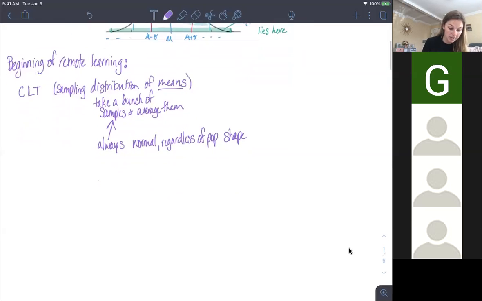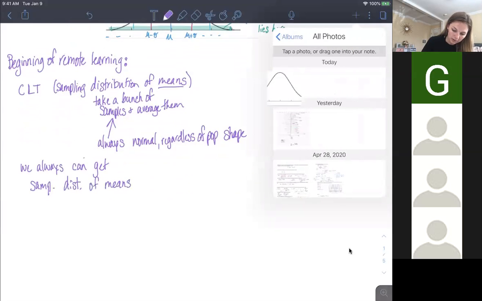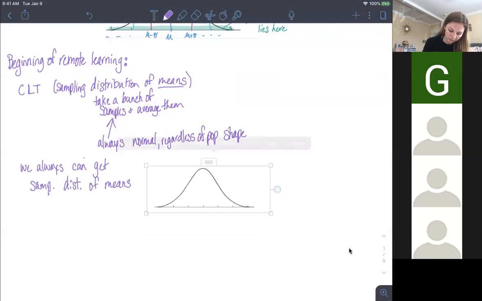So what's good about that is that now we always have a normal curve, so we can always get a sampling distribution of means that looks like this. However, the one difference, and the thing that came from the central limit theorem, is that yes, it's still talking about that 68, 95, 99.7 rule. Yes, I am still centered at that population mean, because that's the way things work out.